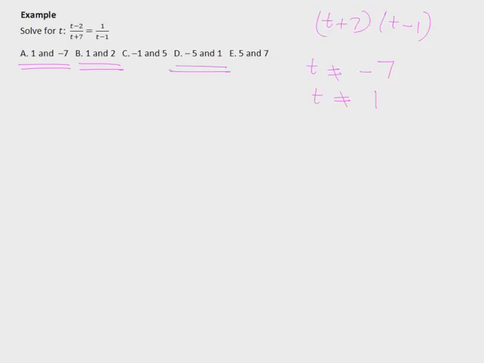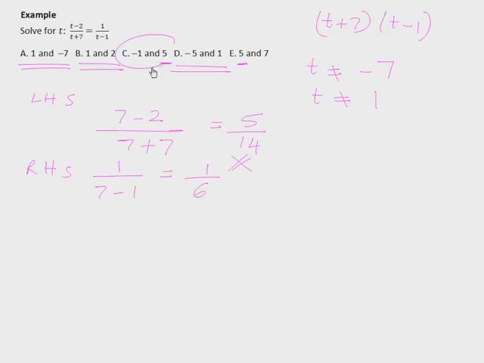So I can now plug in and try. I won't plug in 5 because 5 is common to both, so I know 5 will work. So I'll plug in either -1 or 7. Let me plug in 7. So the left hand side becomes 7 minus 2 over 7 plus 7, that's 5 over 14. And the right hand side becomes 1 over 7 minus 1, which is 1 over 6. These two are not equal. So I know my answer has to be C.